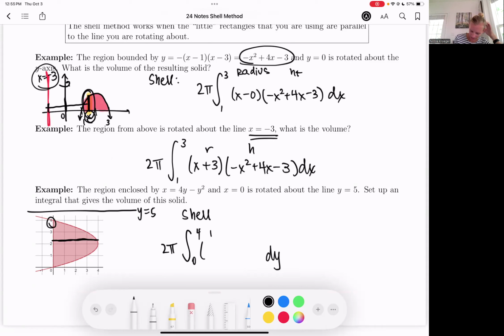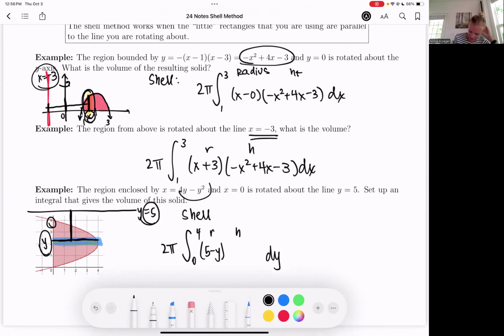Okay, so my radius now is the distance from here to here, from the line I'm rotating about to some arbitrary value. This is an arbitrary y value, so my radius is the distance from y equals 5 to an arbitrary y value. So this is going to be 5 minus y for my radius now. And my height is going to be sideways here. My height is this length here, because what we're thinking about in this case is that we have a sideways cylinder. So my height is that distance, we just think about it being on its side. So my height is just the function 4y minus y squared.